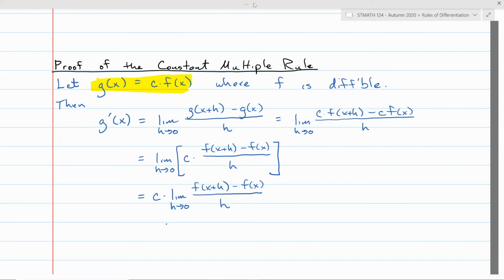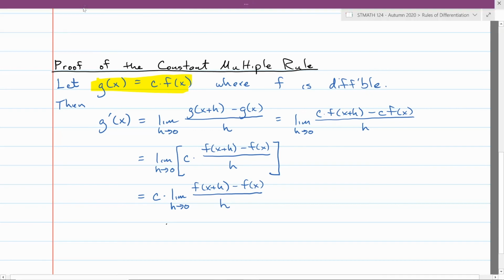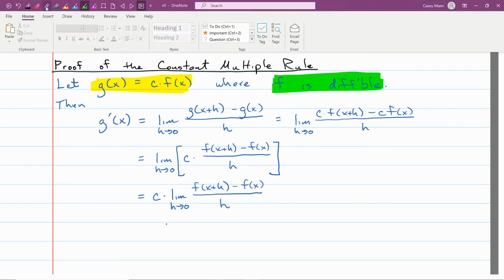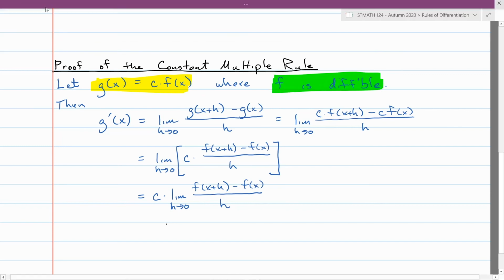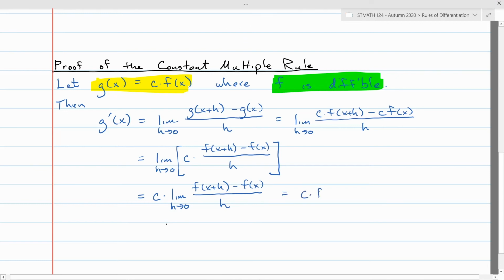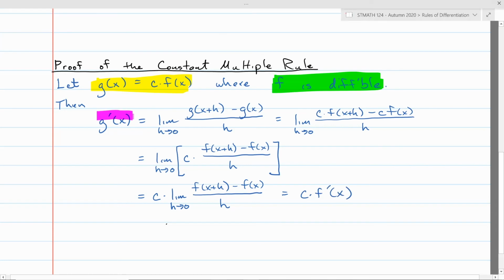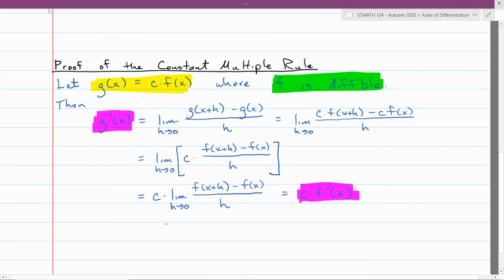And what did we assume about f at the beginning? We assumed that f is differentiable. That means that that limit exists. And since it exists, I can go ahead and call it f prime of x. So this is equal to c times f prime of x. And that's what we wanted to show, right? Because we were trying to show that the derivative of this function g, which is just the constant times f of x, is c times the derivative of f. So we can pull the c out. So that's it. C'est fini.